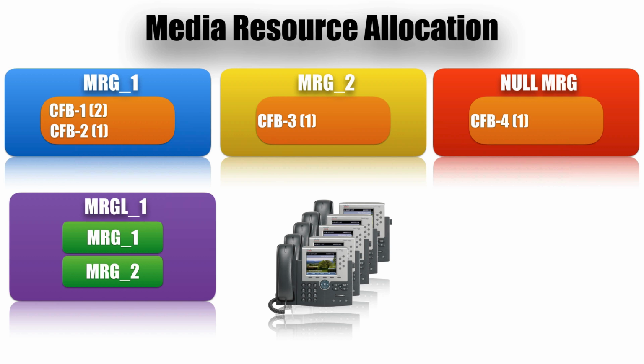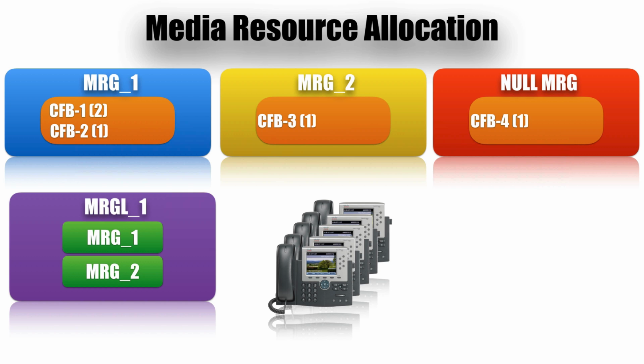I also have created a fourth conference bridge, CFB-4. It has a capacity of 1 conference call, and I have not assigned it to a media resource group. However, just because I have not assigned it to a media resource group doesn't mean it doesn't belong to one, because there is a null media resource group that exists by default. When you create a media resource, by default, it goes into the null media resource group, which all of your devices have access to. We don't have to specify the null media resource group as part of a device's media resource group list. It's just available. If you want to move something out of the null media resource group, you simply place it in a media resource group that you created.